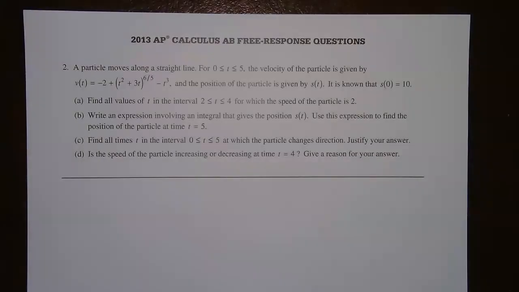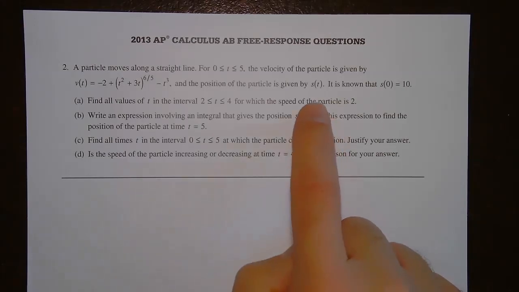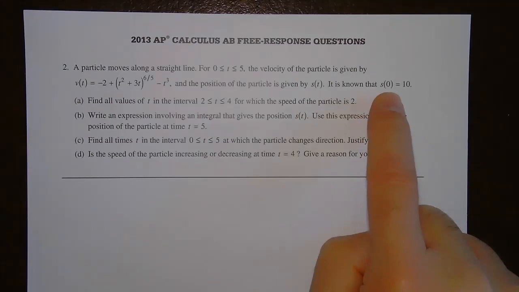So today we're going to look at question number 2 from the 2013 free response part of the exam. Okay, and it's dealing with a particle in motion, moving on a straight line, and they're giving you the velocity function, and the position of the particle is given by s of t, and you know that s of 0 is equal to 10. So we know the starting position is at 10.